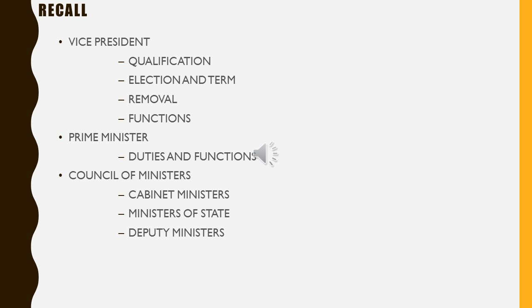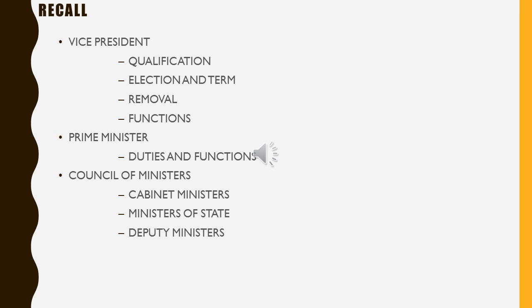In our previous class we discussed the Vice President, Prime Minister and the Council of Ministers. The Vice President occupies the second highest office in our country, next to the President. The Vice President's office is modeled on the lines of the American Vice President. Article 63 of the Constitution provides for a Vice President of India.